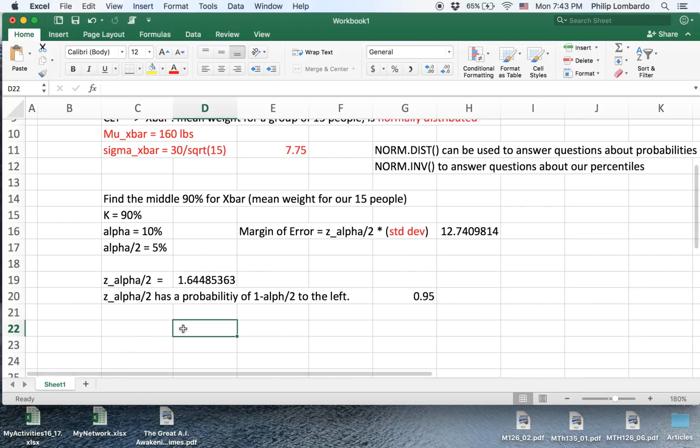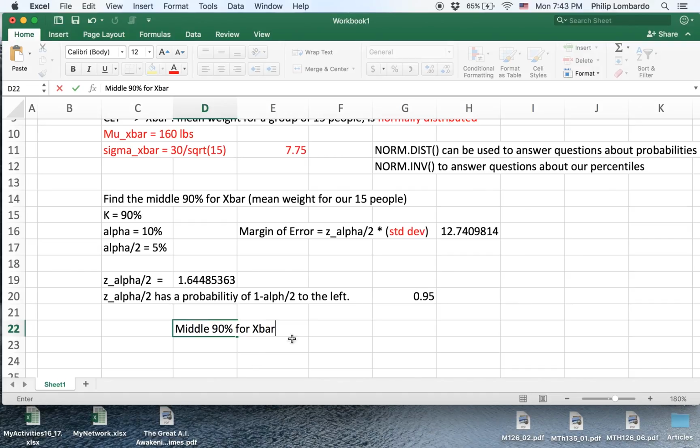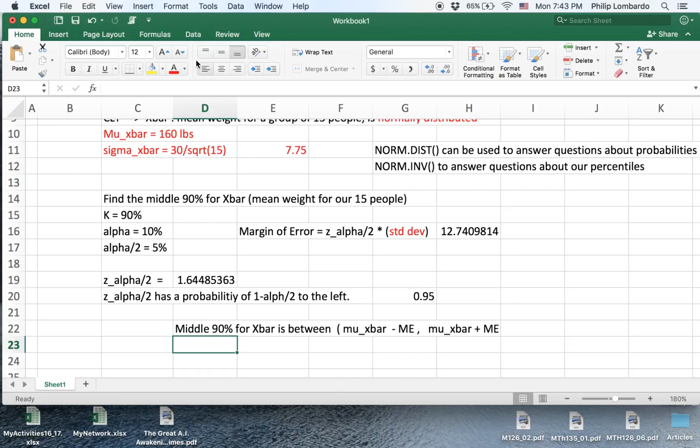All right, so the middle 90% for our sampling distribution, which is the distribution for our mean weight for 15 people, is between, on the one side we'll have mu x bar, so this is the mean of your sampling distribution, minus the margin of error. And then on the right-hand side, you have mu x bar, the mean of your sampling distribution, plus that margin of error we just computed.